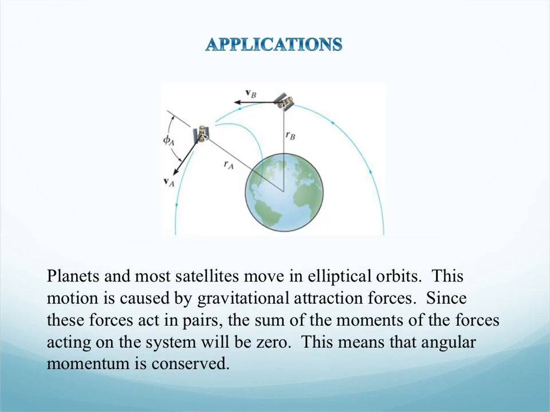Here's a picture of a satellite. Gravity is the central force. The angular momentum will be conserved because the net moment acting on the satellite is 0. Therefore, the initial angular momentum is equal to the final angular momentum. Again, we're using the fact that the moments integrated over dt is equal to the change in the angular momentum. If this is 0, angular momentum remains constant.